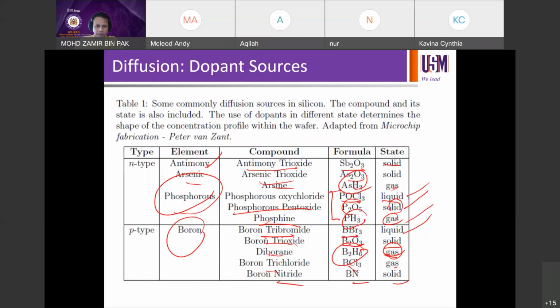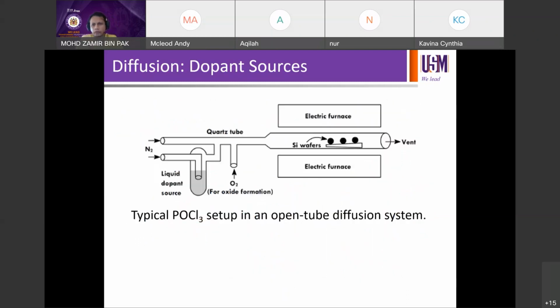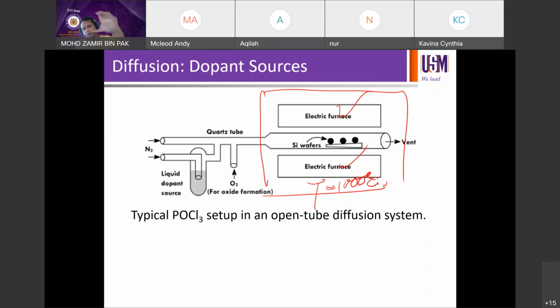If you talk about POCl3, for example, it is in liquid form, for n-type phosphorus. What you have to do is just a simple furnace setup. You have your furnace here, with a heater just to heat up to a temperature of, say, 1000 degrees C. Then you have your wafers there, vertically mounted. You can see the video I uploaded on Elan, for example the triple stack furnace. It is all automated.